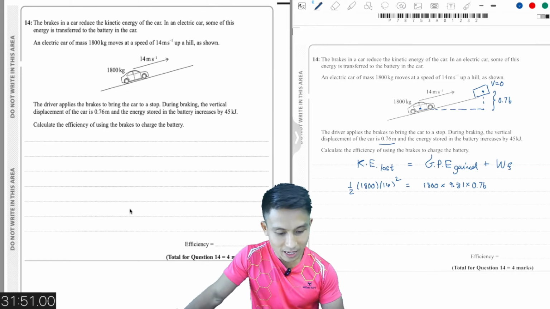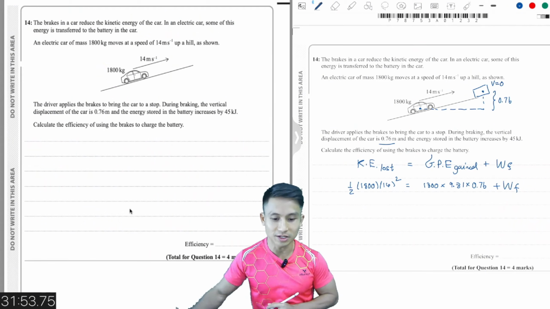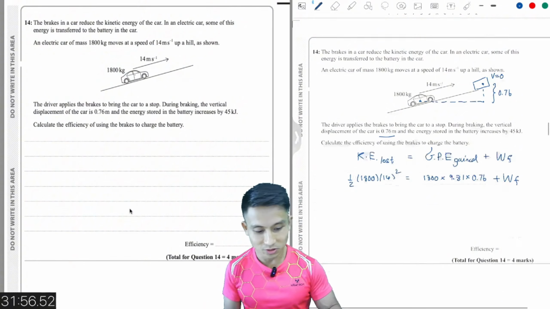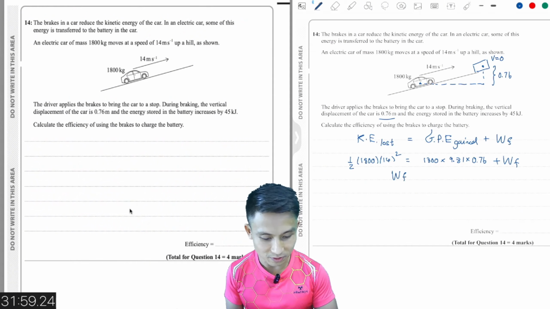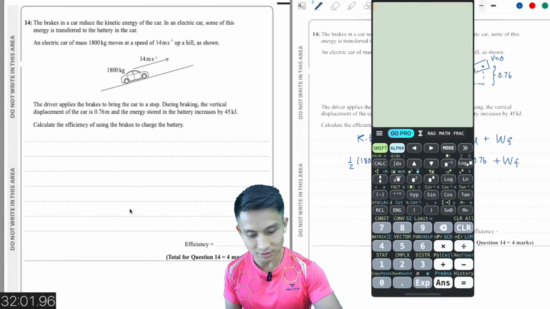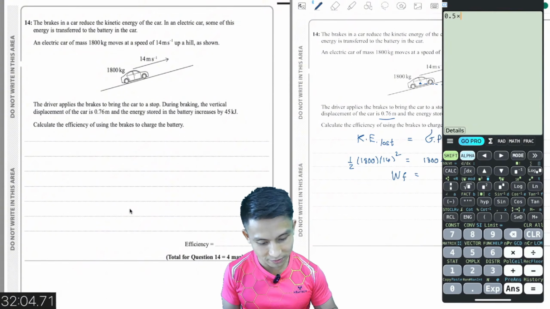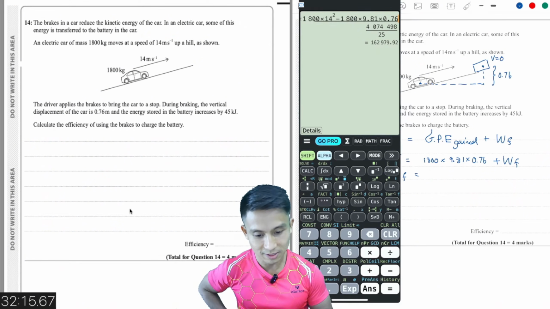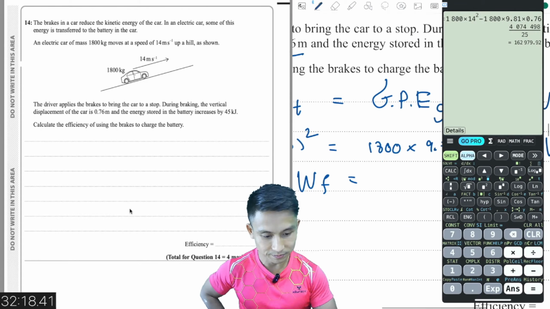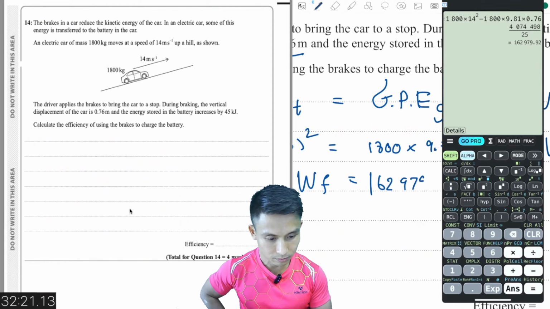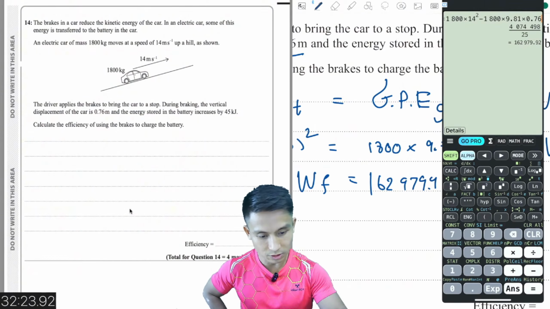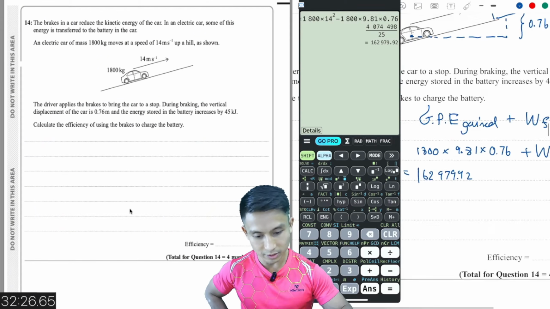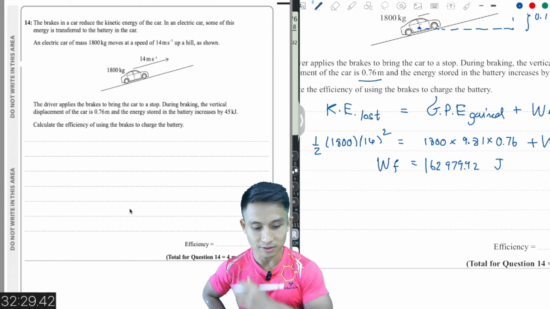Okay. And we now have the work done against friction here. It's this quantity here. So let's do the math to find the WF just in case, right? Okay, just find that first. All right, yeah. So that would be 1/2 times 1800 times 14 squared. And then I'm just going to do minus the other term already, 9.81 times 0.76. So we get a positive value indeed. Yeah, I'm just going to copy the whole number down. Okay, so that amount is the work done against friction.